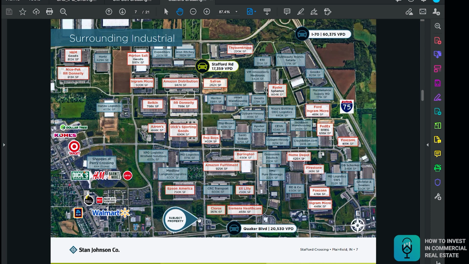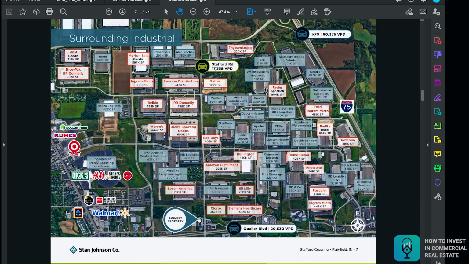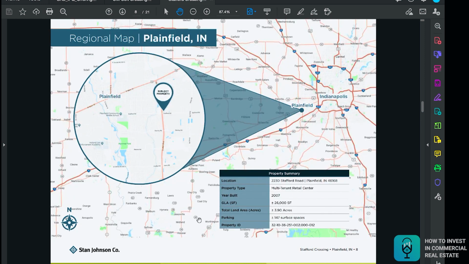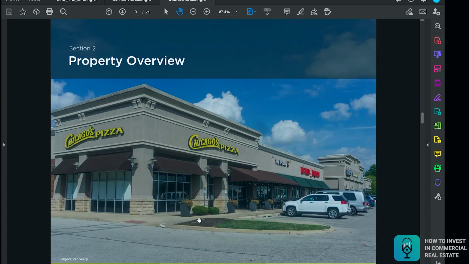There's people listening. So it's in the middle or kind of on the edge of what looks like millions of square feet of industrial primary looking jobs. And you've got Walmart and some Target and Kohl's. You have retail area pretty close. This looks like it's right off the highway, or what they're calling Quaker Boulevard with 20,000 cars a day. So the traffic counts are good. And it's located southwest Indianapolis near the airport. Okay, I don't have any problems there. Chicago's Pizza is the main tenant. So that's probably just a local pizza joint. Yeah.